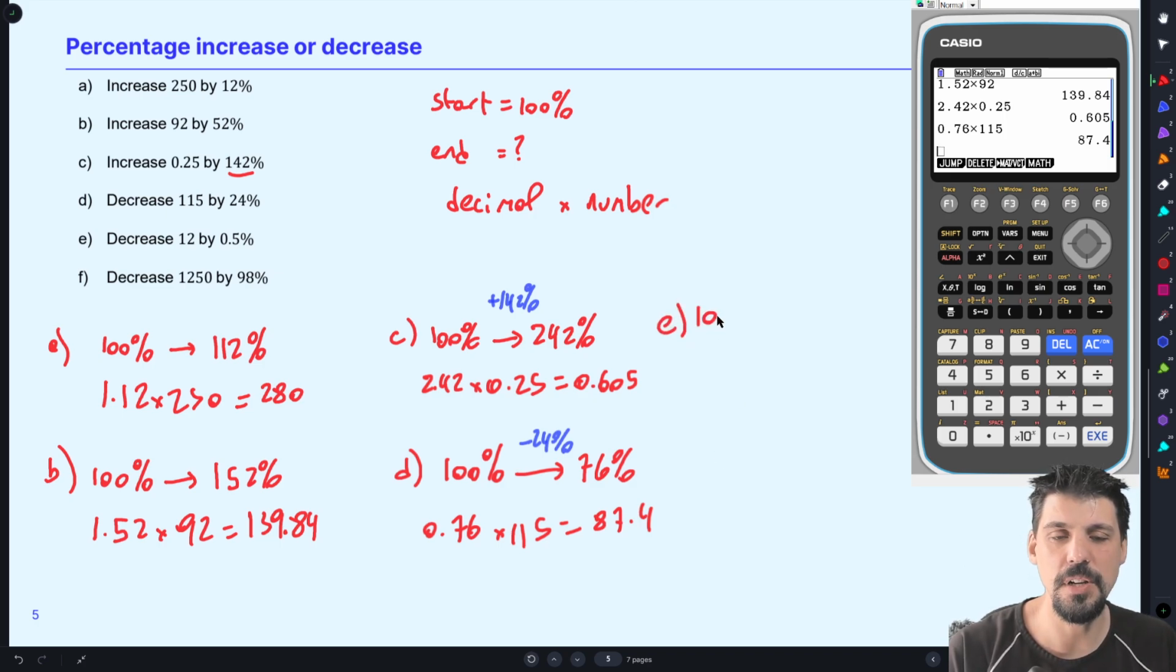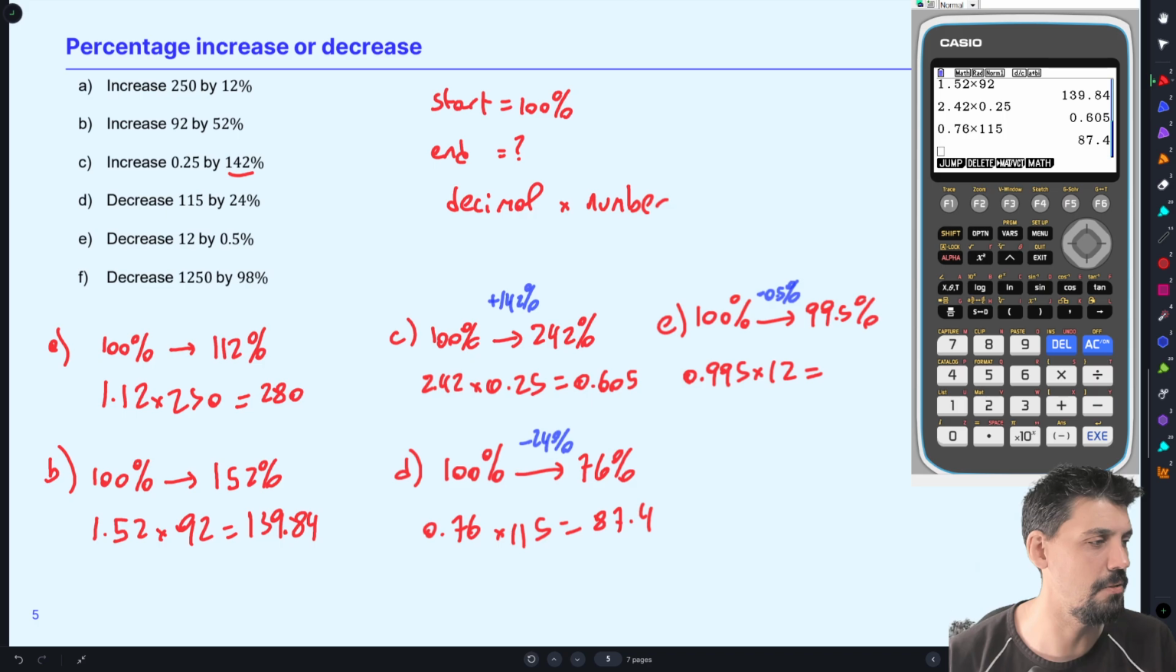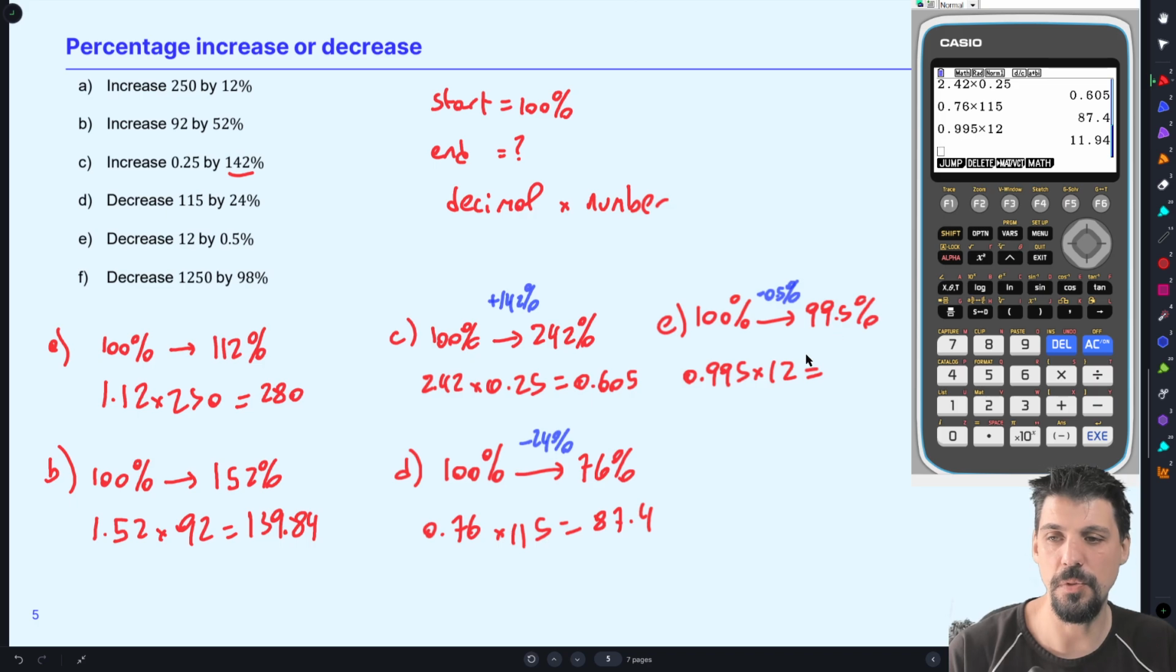If I want to decrease by 0.5%, I'm at 100%. I want to decrease by 0.5%. That leaves me with 99.5%. So write that as the decimal, 0.995, multiply that by 12, because we are decreasing 12. 0.995 multiplied by 12 is 11.94.